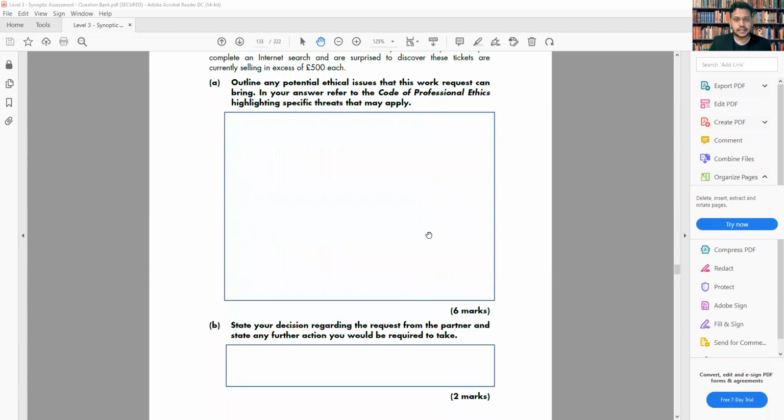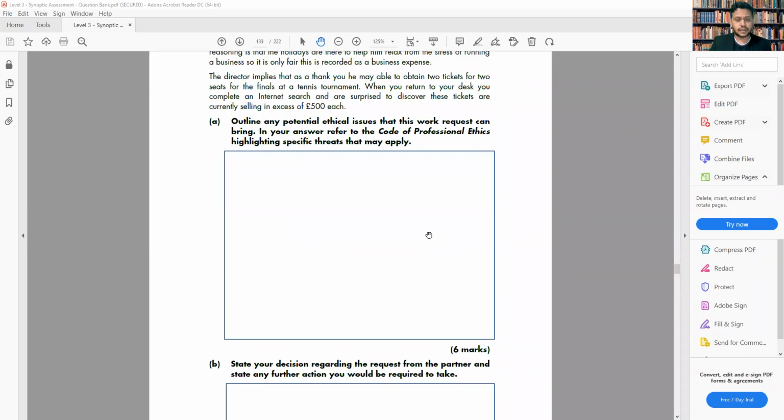Now this question, the first one, they said outline the potential ethical issues here. Of course, the first thing is that it is against the code of ethics. So it will breach the fundamental principles of ethics, because if I do that, I'll compromise my integrity. If I listen to him and if I claim all the expenses for the VAT, I will compromise the fundamental principle of integrity. So that will breach the fundamental principle.